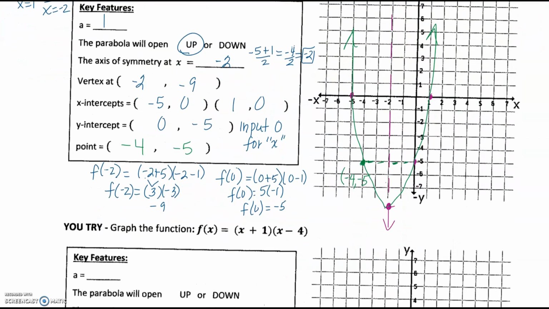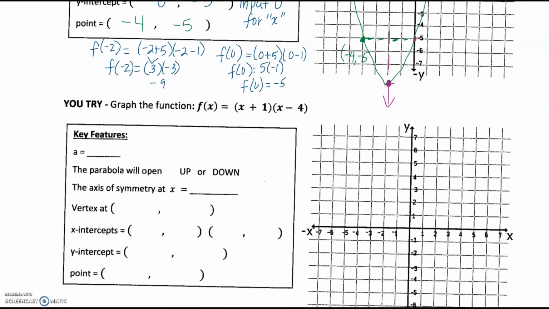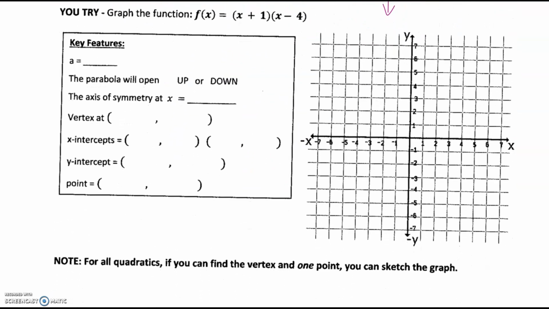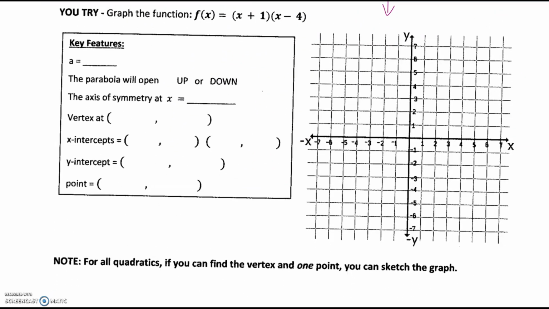Okay, we're going to quickly do this last one together, and then we'll talk a little bit about all of these forms. Now it says you try. We'll try it together though. F of x equals x plus 1 times x minus 4. A. Again, what's in front of A? Nothing. We don't say nothing. We say A equals 1. Since that is positive, it's going to open up.